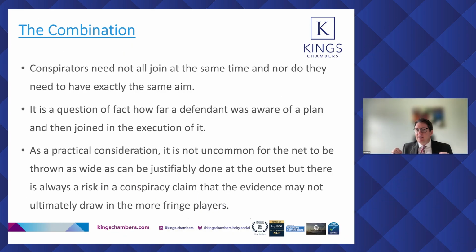You don't need an express agreement, as I've said, but you also don't need the conspirators to all join at the same time, and nor do they need to have exactly the same aim. It's always a question in respect of a given defendant, a question of fact, how far that defendant was A, aware of the plan, and then B, joined in the execution of it. And this is a recurring theme in the tort of conspiracy, that you might well think to yourself, well, that's a bit fuzzy. Question of fact, how far a defendant was aware of a plan and then joined in the execution of it. Well, how far is far enough to trigger liability?